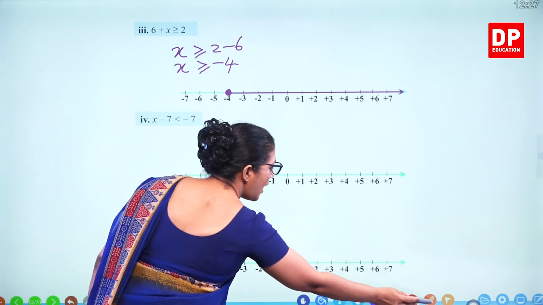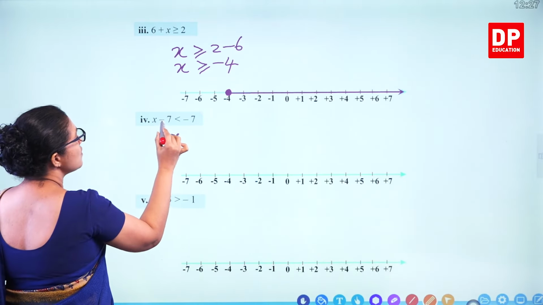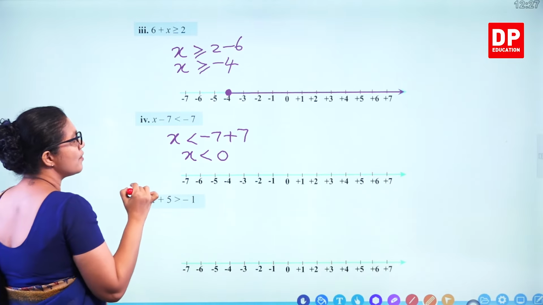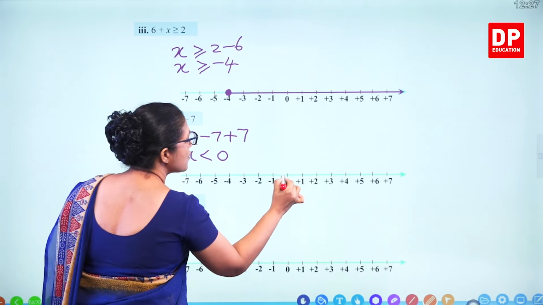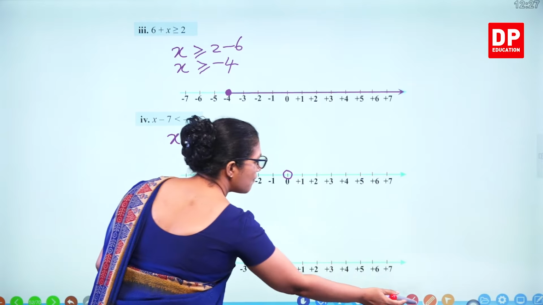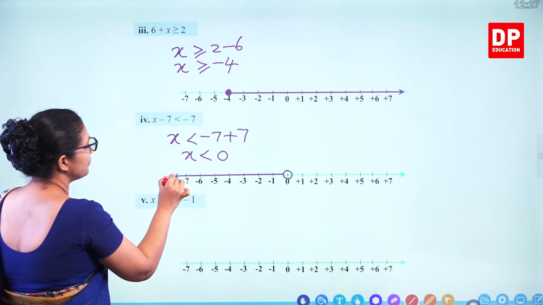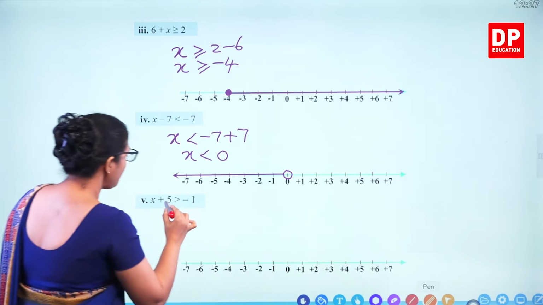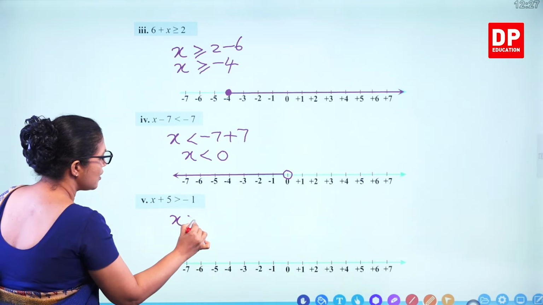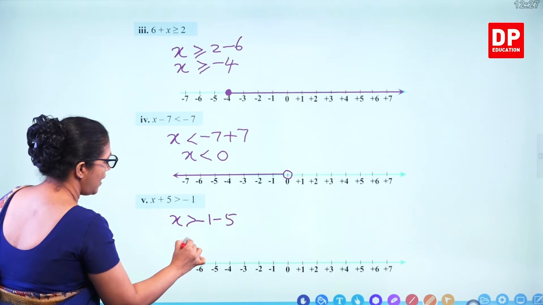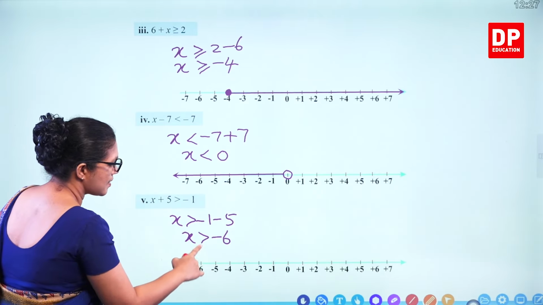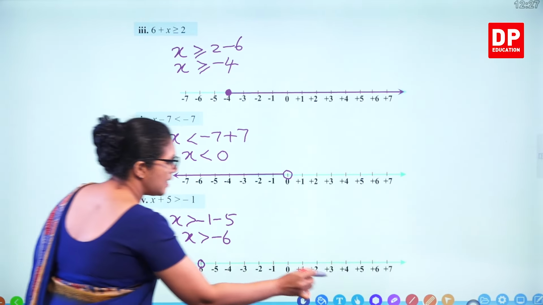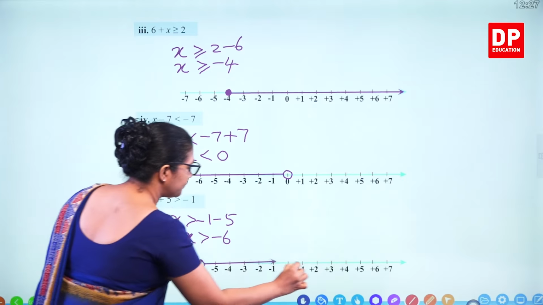Next one, add 7 to both sides, you get minus 7 plus 7. X less than 0. So open circle for 0 and towards the left hand side. Next one, subtract 5 from both sides, you get minus 1 minus 5. X is greater than minus 6. Minus 6 is not included, so you draw an open circle. Greater means towards the right hand side.